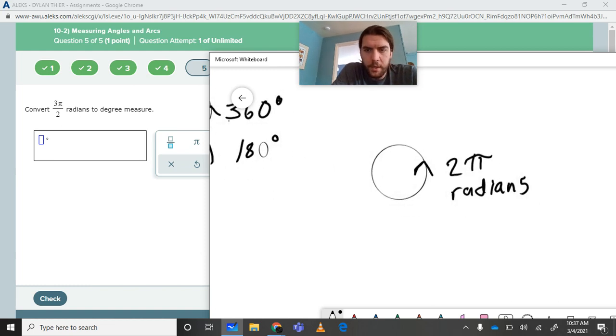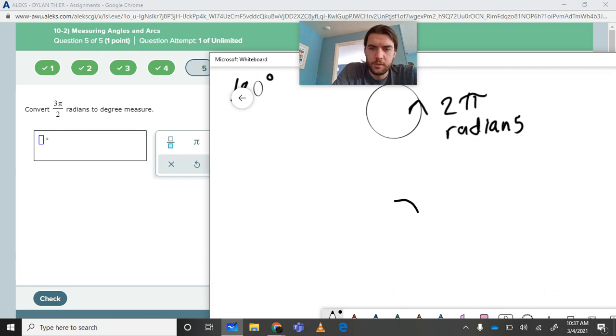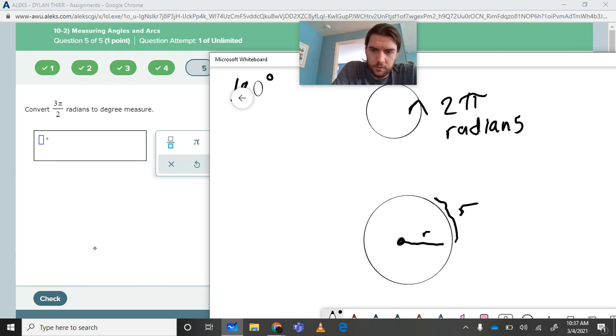Okay, and as a reminder, what a radian is, it's when you take the radius, so whatever that distance is, and you wrap it around the edge. So if this radius was like 3, then that arc length would be 3 as well. So you wrap around the edge the same distance r that you have from the center to the outside. The angle that makes is 1 radian.